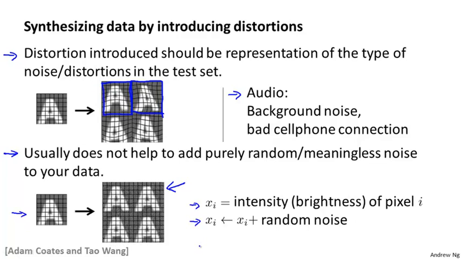But the process of artificial data synthesis is a little bit of an art as well, and sometimes you just have to try it and see if it works. But if you're trying to decide what sorts of distortions to add, do think about what are the meaningful distortions you might add that will cause you to generate additional training examples that are at least somewhat representative of the sorts of images you expect to see in your test set.